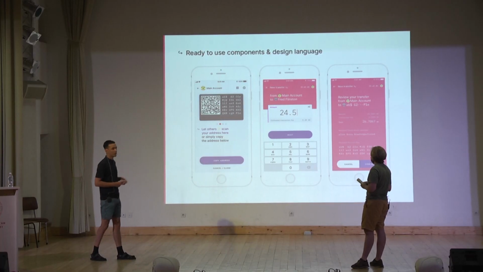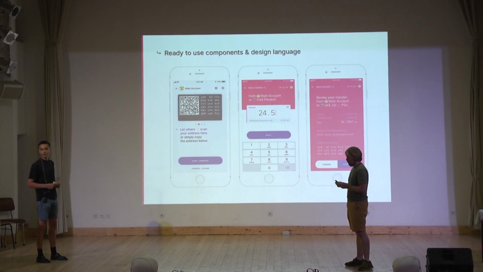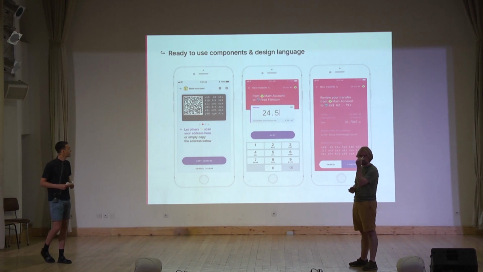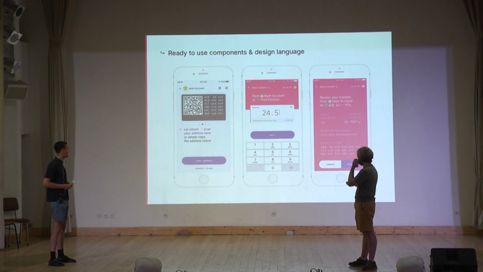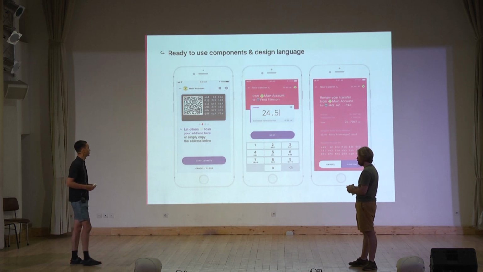How can you share your account? We created a QR code that somebody can just scan, instead of having to write down this public key, of course. How do you transfer? How do you have a clear overview of what your transaction means? Where is it going?